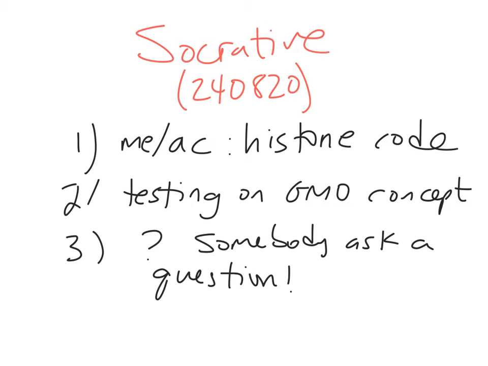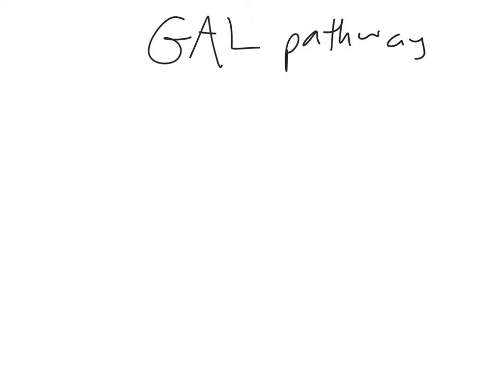Okay, so the gal pathway. So this was the example of eukaryotic gene expression regulation. We talked about the lac operon in bacteria, and we talked about the gal pathway. And that was a eukaryotic yeast example. So what would you like to know about it? Should we just review how this works?